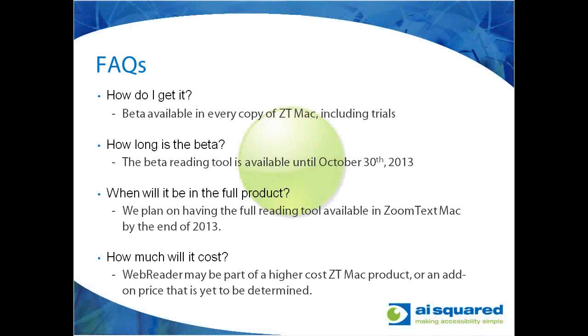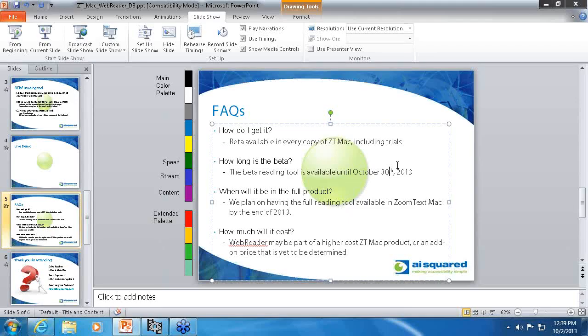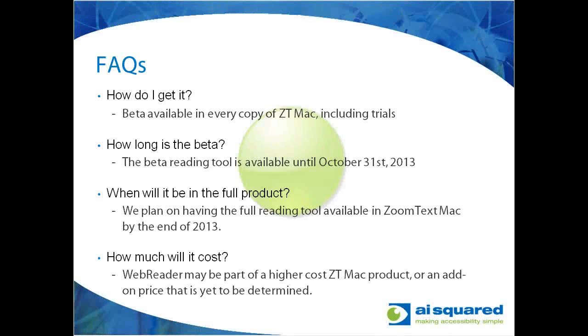WebReader trial? It's available in every copy of ZoomText Mac, including the trials. So if you're running an older version, just go to your ZoomText program menu and click Check for Updates, or if you've downloaded the latest trial from our website, it'll be in there. And again, the reading tool is available until October 31st. So basically until the end of the month.